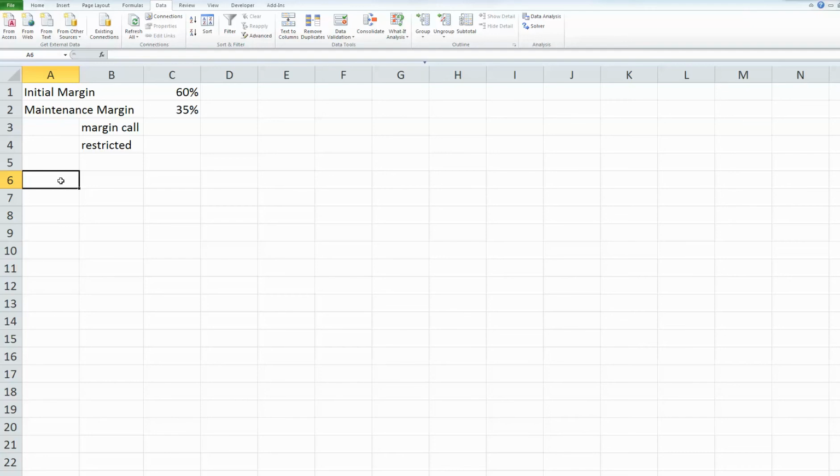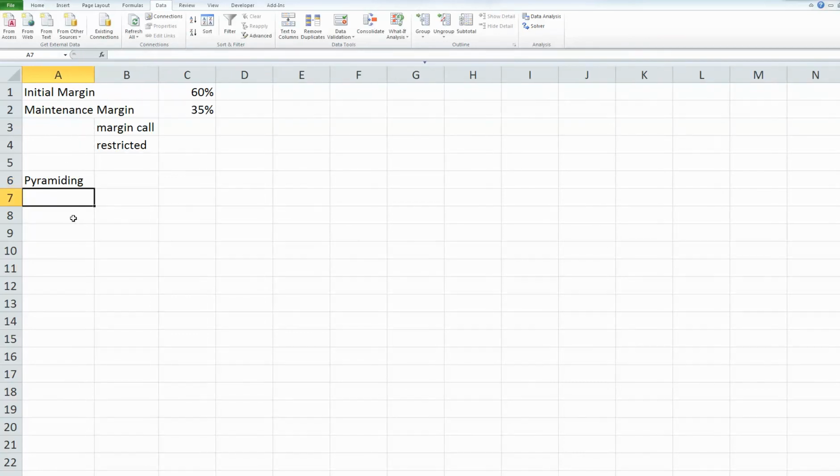Now I want to discuss something called pyramiding. And that's not the same as a pyramid scheme that you may have heard about. Pyramiding with a margin account is actually entirely legal. Essentially what it means is you want to purchase additional stock or investments on margin, actually on what they would call a 0% margin, until your initial margin is at 60%.